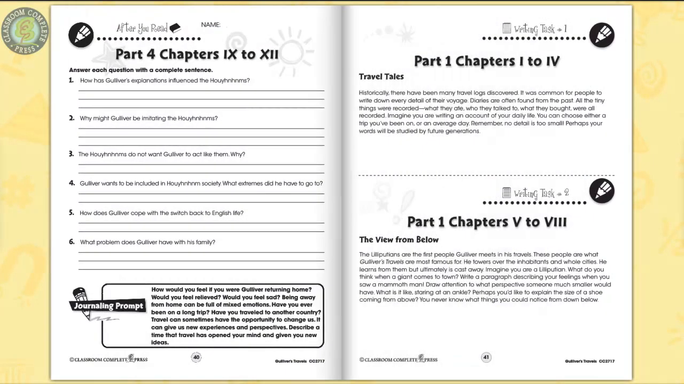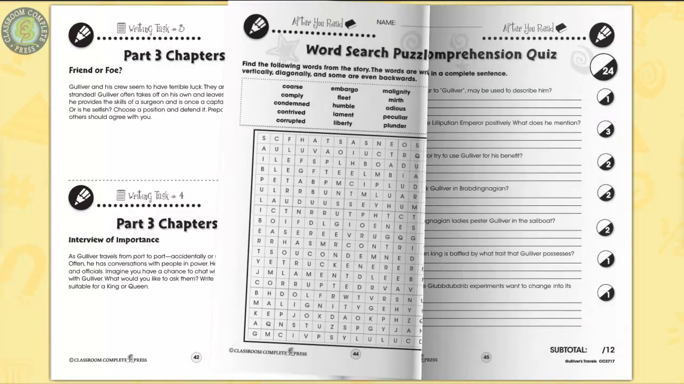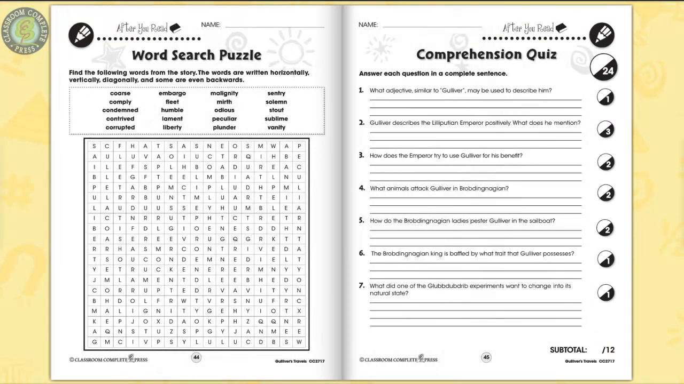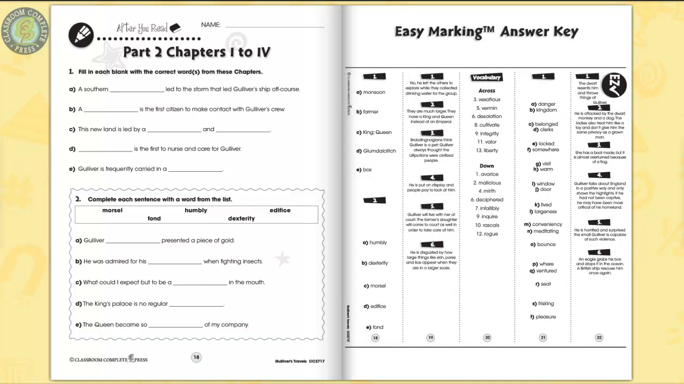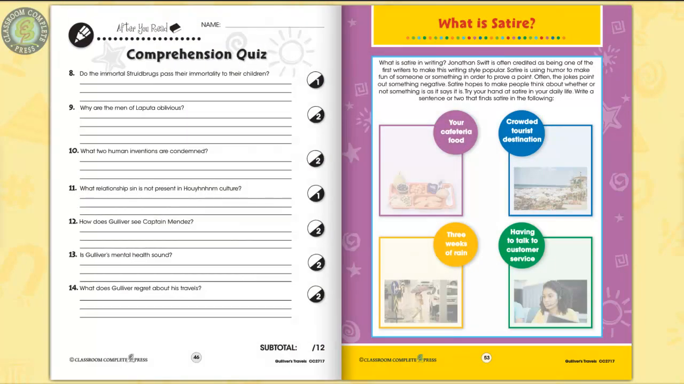Supplement an existing unit with in-depth writing tasks, such as conducting an interview with one of the leaders from the countries Gulliver visits. A word search puzzle and comprehension quiz ends the unit. The easy marking answer key works by lining up perfectly with the matching question pages. 3 color posters, which are graphic organizers, complete the resource.